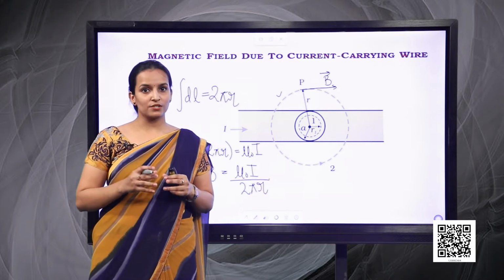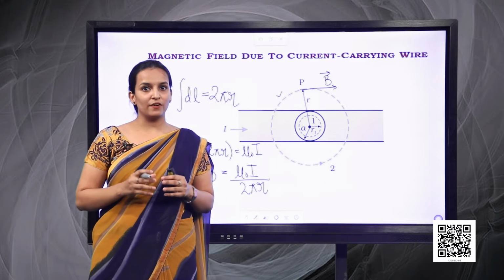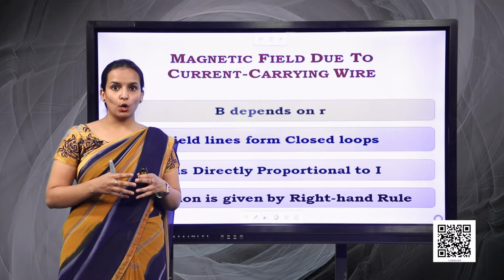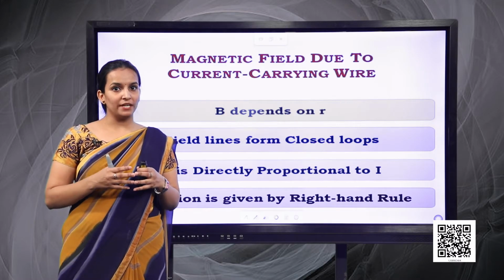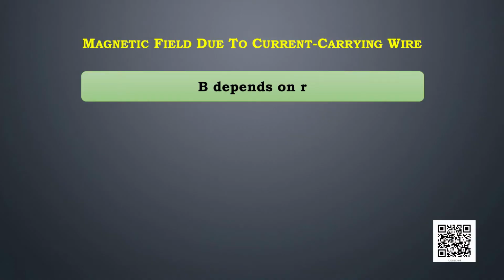There are some interesting points regarding the magnetic field due to an infinite current carrying wire. Firstly, the magnetic field at every point on a circle of radius r is the same in magnitude. It means the magnetic field possesses a cylindrical symmetry. We all know that the field normally can depend on 3 coordinates, but in this case it depends only on one, that is r.